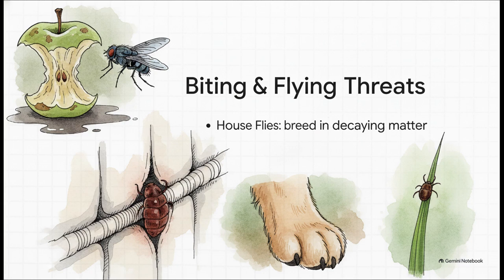And there's a wider rule for all these biting and flying threats. Every single suspect has a highly specific origin point that you have to find. Take houseflies. You have to physically find and remove decaying organic matter because insecticidal spray alone will not work if the breeding ground is still there.